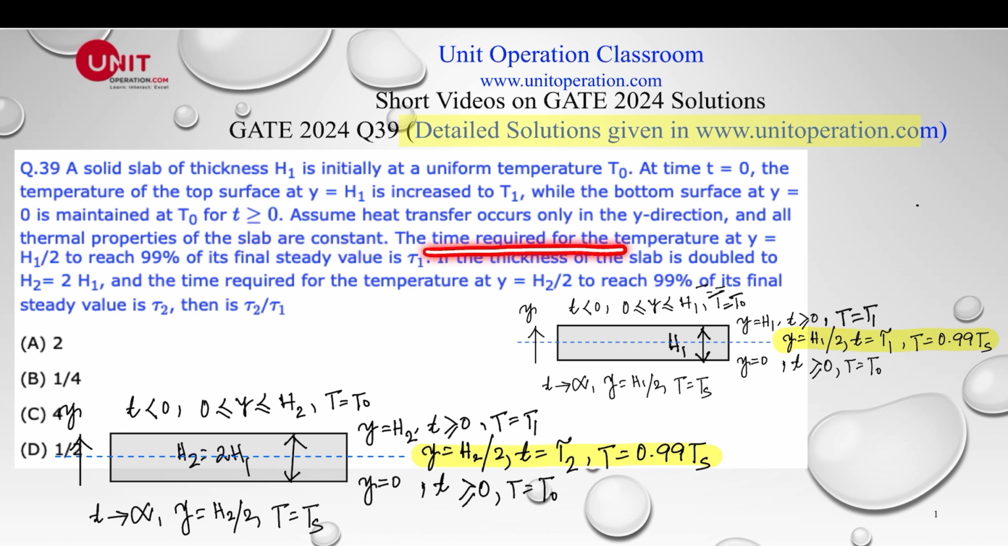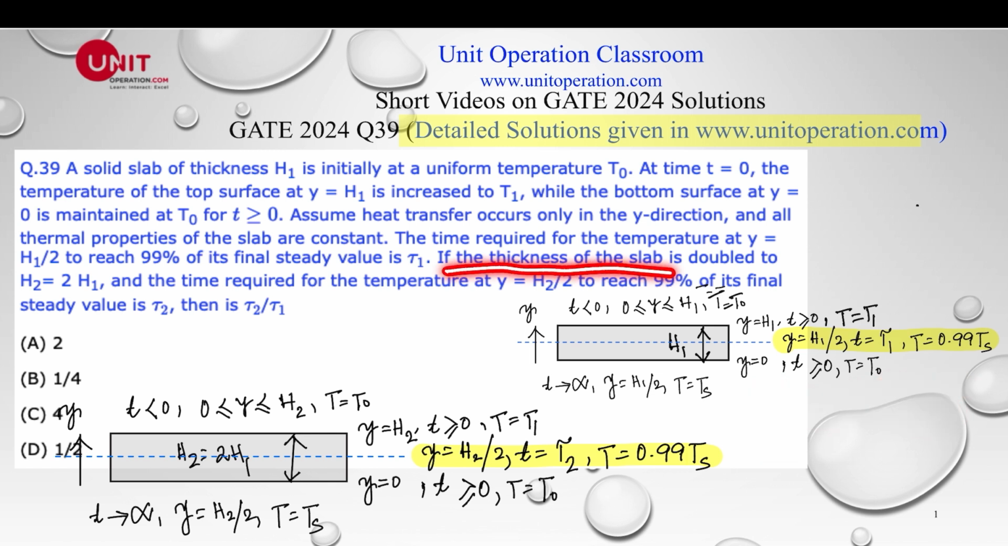The time required for the temperature at y equal to H1 over 2 to reach 99% of the steady state value is tau 1. So what is happening? Assuming steady state, that means at time t tends to infinity, a very long time, at y equal to H1 over 2, which is of course the center line of this particular slab, let's say t is equal to tau 1, which is the time when the temperature reaches the steady state temperature Ts.